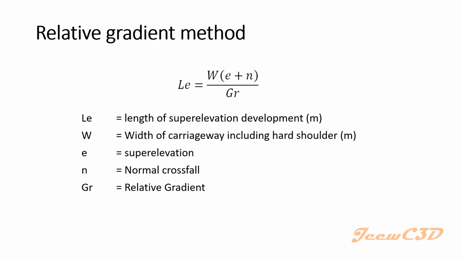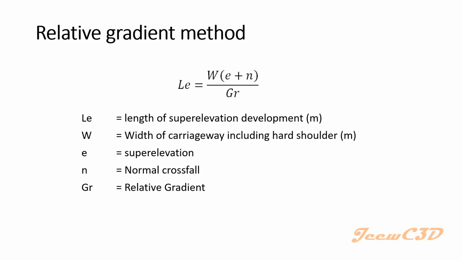So this W means lane width plus hard shoulder width. Usually the correct way to get this would be the lane width. W is usually considered as lane width, but in Sri Lanka we use both lane width and hard shoulder width for W. So that means W equals the addition of lane width and hard shoulder width.